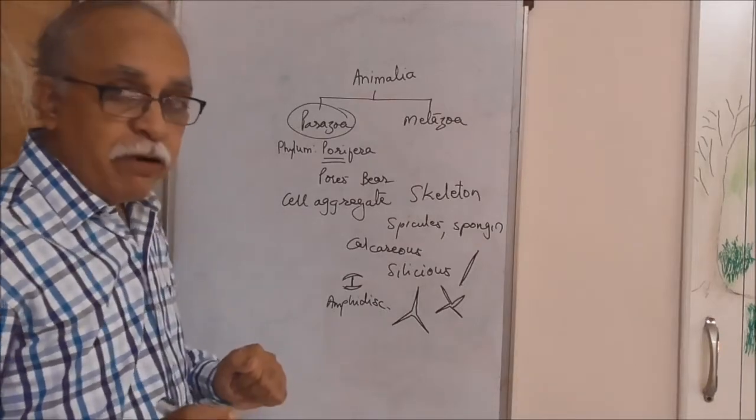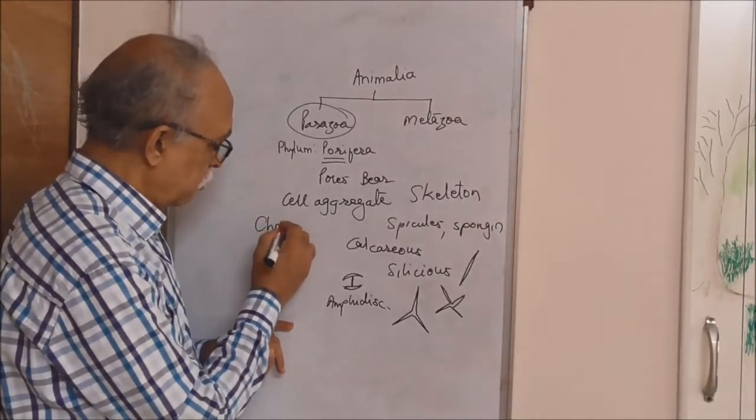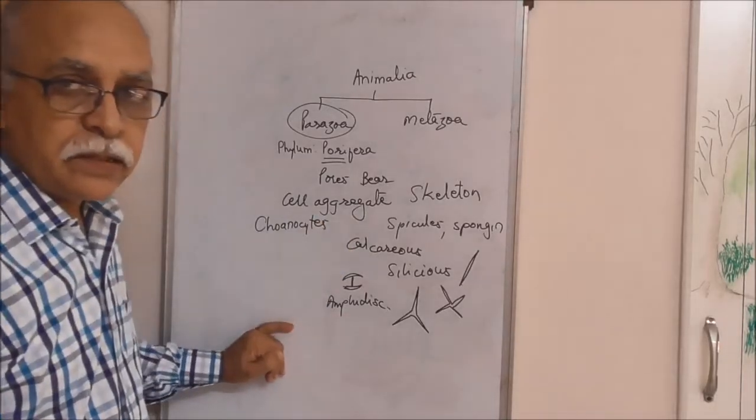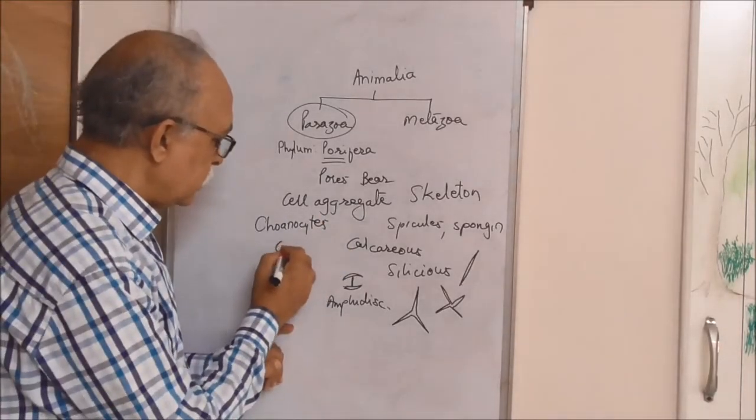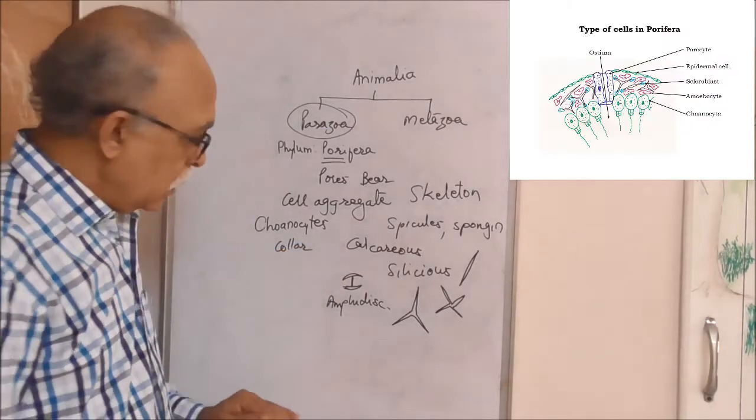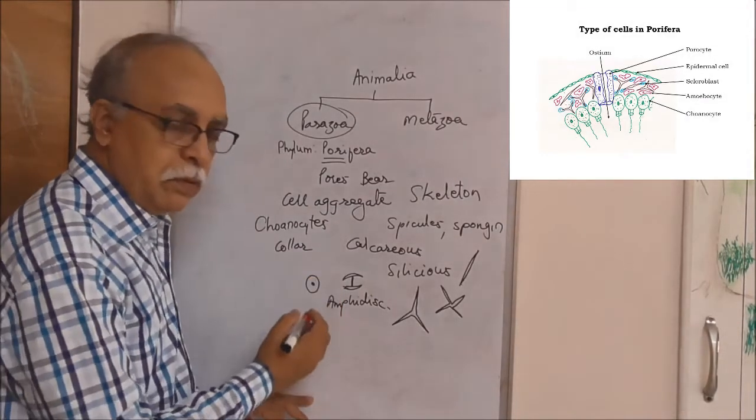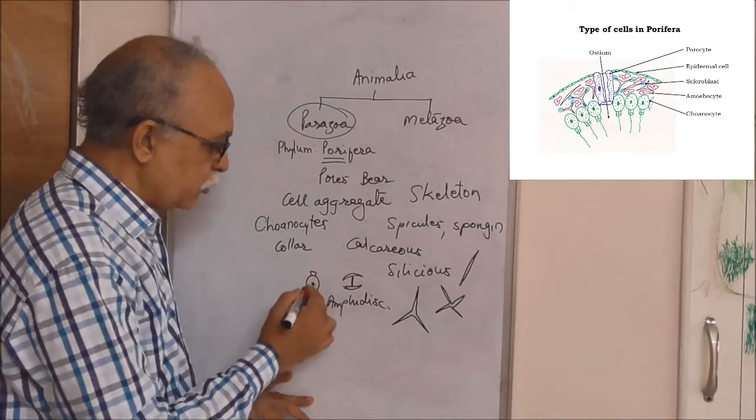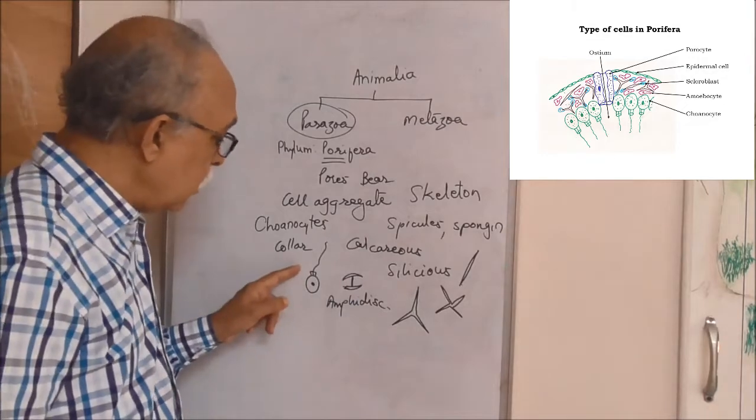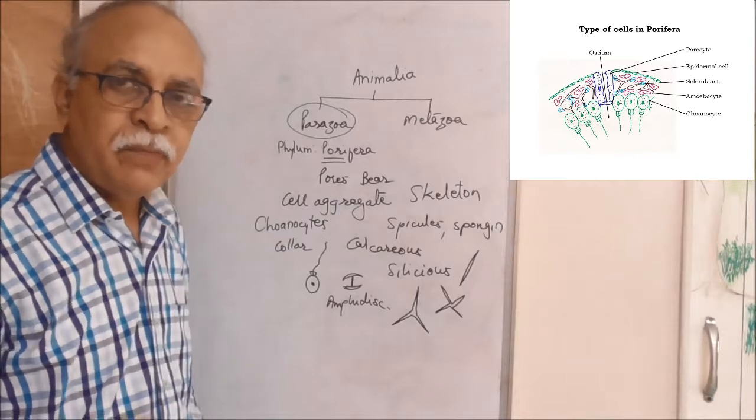Now the unique feature of Porifera is presence of cells called as choanocytes, or they are also called as collared cells. That's because if say this is a cell, it has a collar-like structure and a long flagellum. So cell with a collar, hence the name collared cells or choanocytes. That's a unique feature.